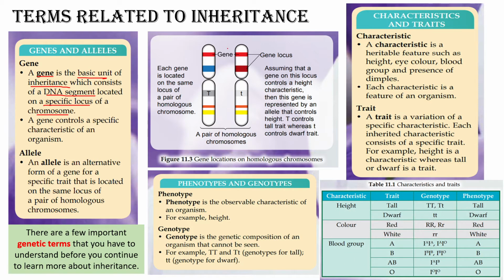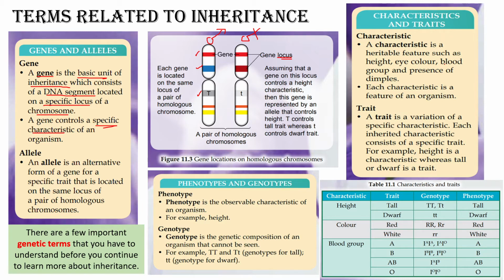So this picture here shows the homologous chromosomes. One is from the father, another one is from the mother. So you get to see these are the genes, where they are on a specific locus. Locus here refers to position ataupun location. And the genes are responsible to control specific characteristics.